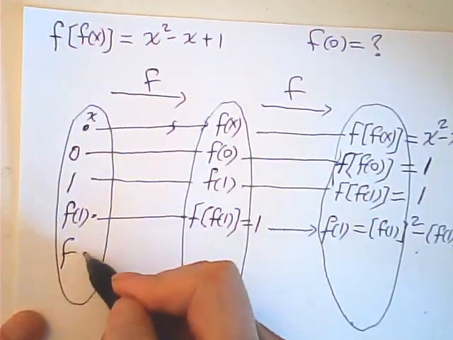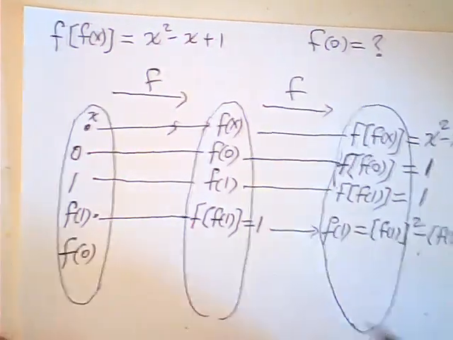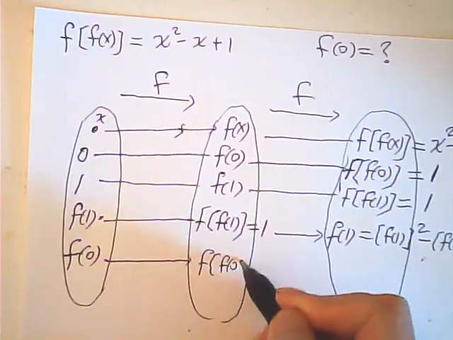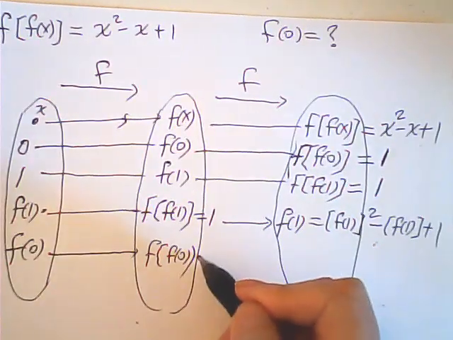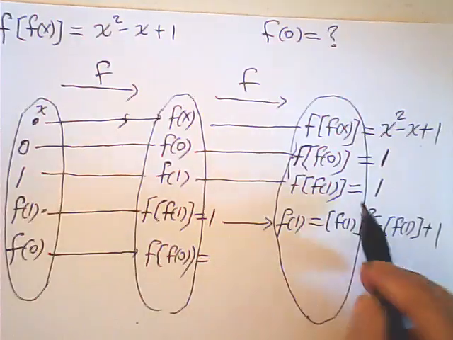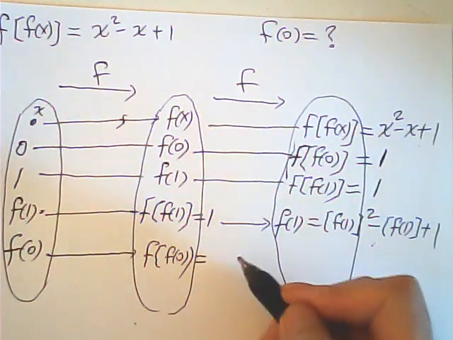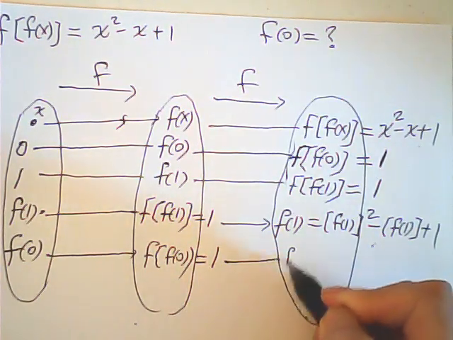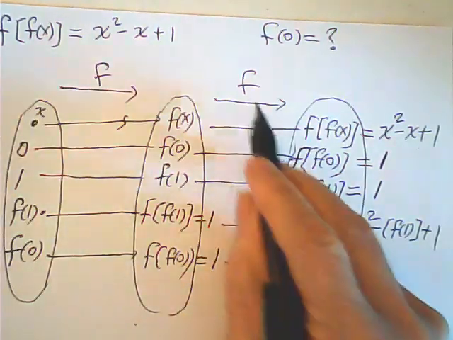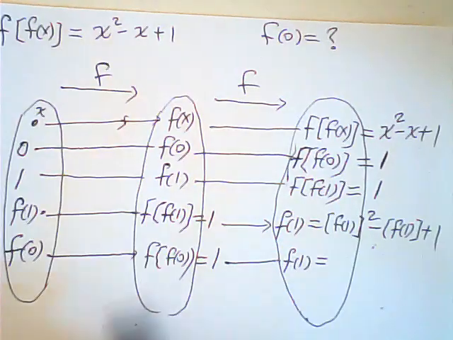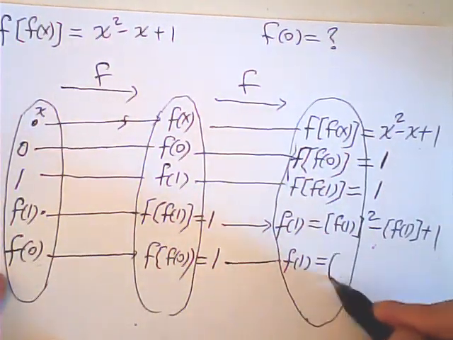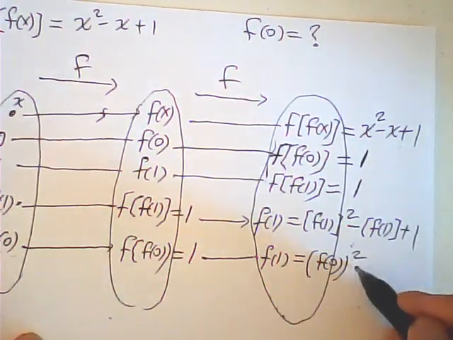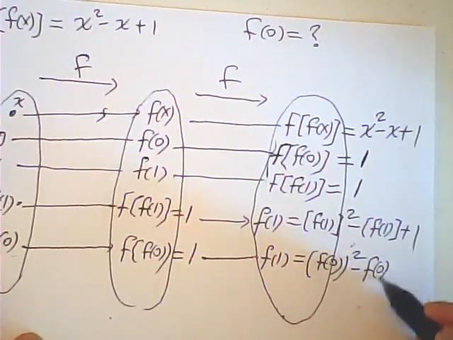Now then, if we have f(0), it goes to f(f(0)). According to this one, this is equal to 1, isn't it? Then it maps to f(1), say 1 and f. By the definition, this is equal to f(f(0)) squared minus f(f(0)) plus 1.